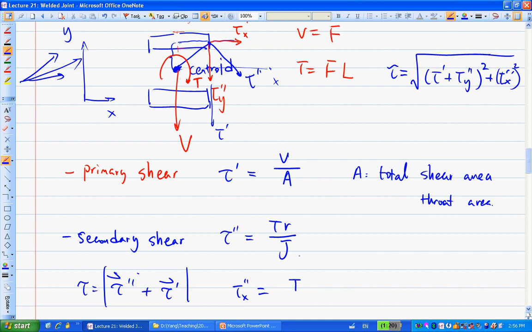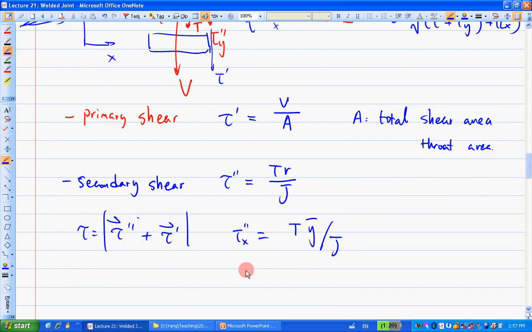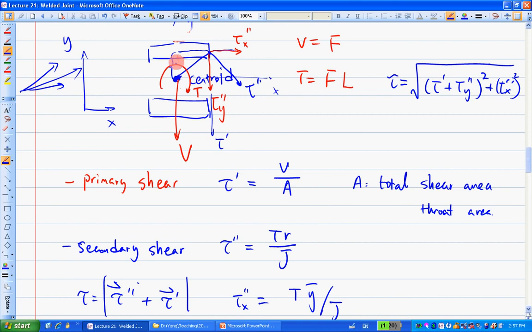So you can just use tau times, let's say maybe y bar divided by J. Okay, so that's the tau x double prime. And then tau y double prime will be tau x bar over J. Okay, so is it easy to find x bar, y bar?